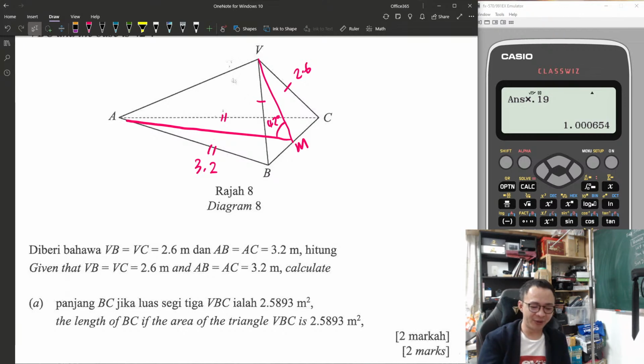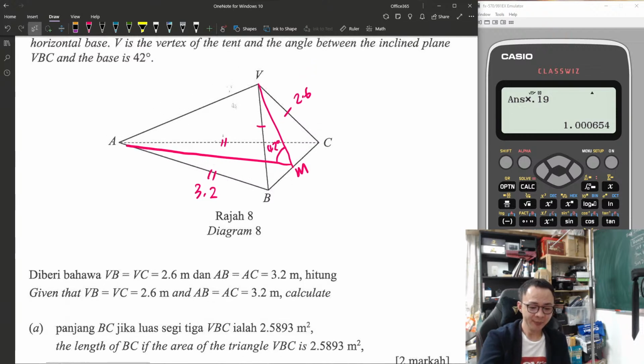Okay, so right now we have the area of VBC. So VBC is basically this one again. The area they give us is 2.5893. The area formula is half AB sine C, which definitely all of us know. So 2.5893 equals half.